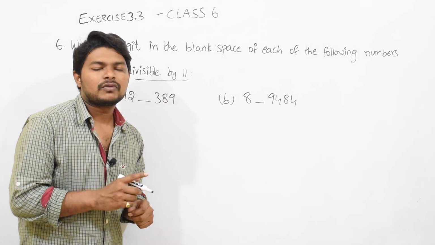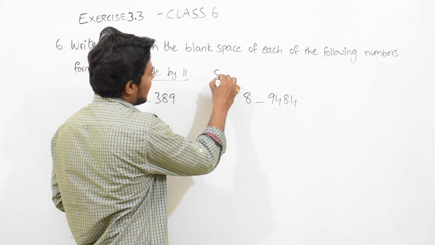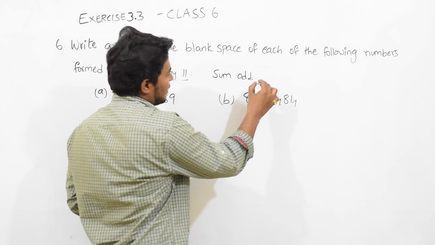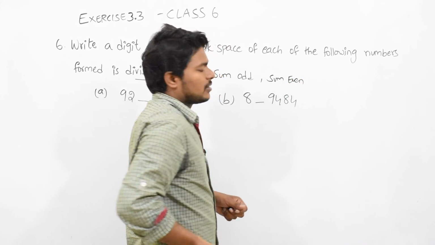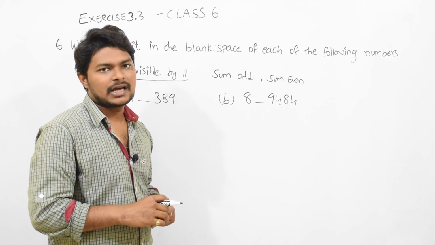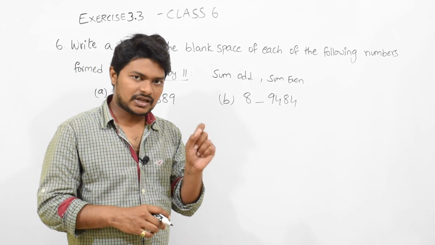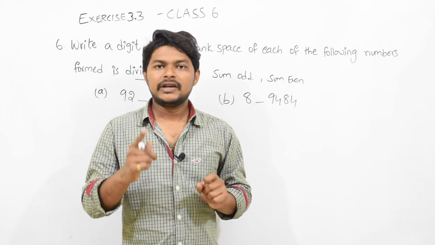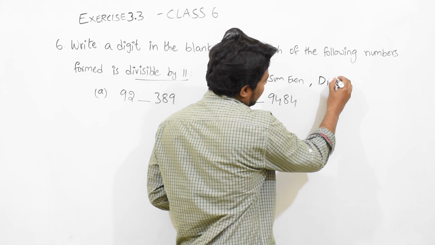Actually, we know the condition for divisibility by 11. First, you calculate the sum of odd digits. Then you calculate the sum of even digits. If the sum of odd digits is equal to the sum of even digits, then we can say it is divisible by 11. If it is not equal, then the next step is you find the difference.